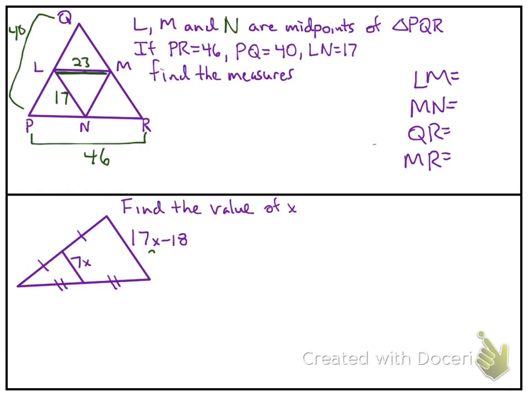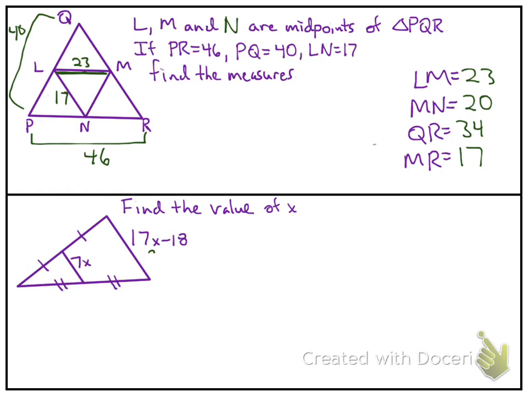That 23 on LM has nothing to do with the 40 nor the 17. They only relate to their parallel sides. So MN is going to be half of the 40, so that'll be 20 units. QR, which is this whole side here, is going to be 17 times 2, because we double it, to give 34. And then when we get to MR, because the whole thing is 34, each of its pieces are 17, since M is a midpoint, that'll be 17.